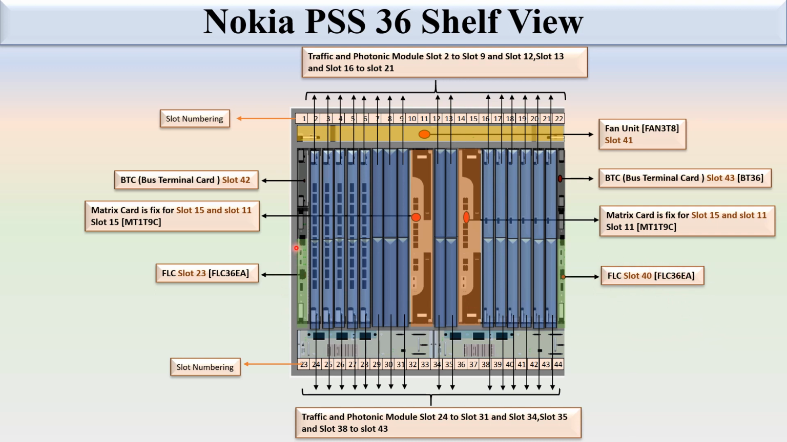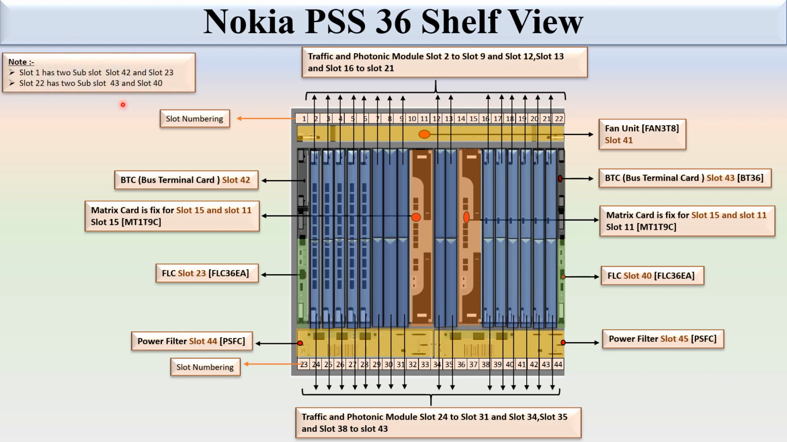So this is the sub slot. You can see slot 23 is the sub slot of slot 1, and slot 42 is also a sub slot, and slot 40 and slot 43 are also sub slots. This slot 44, which is the power filter card, and slot 44 and slot 45, these two slots are fixed for the power filter card.